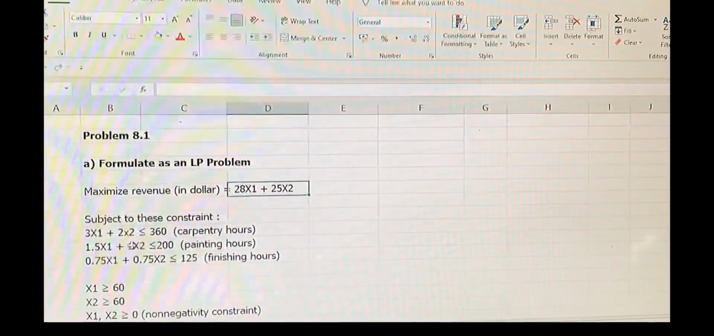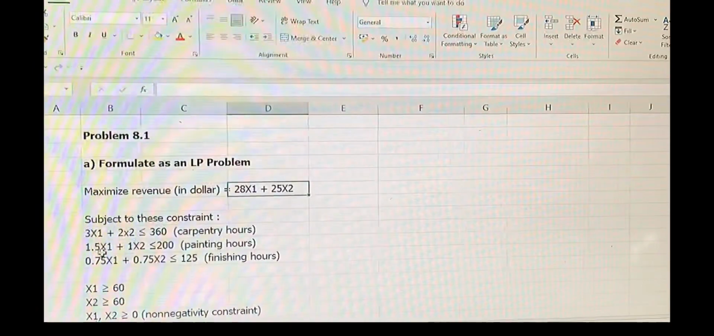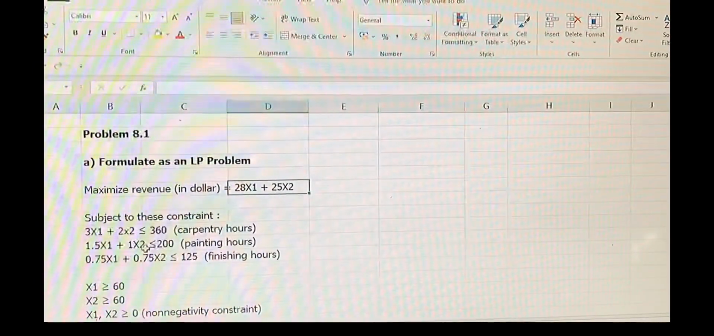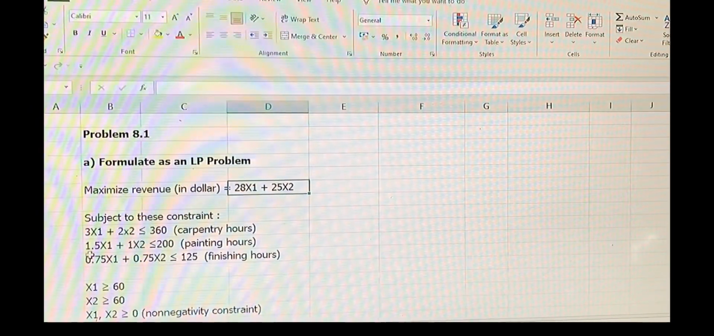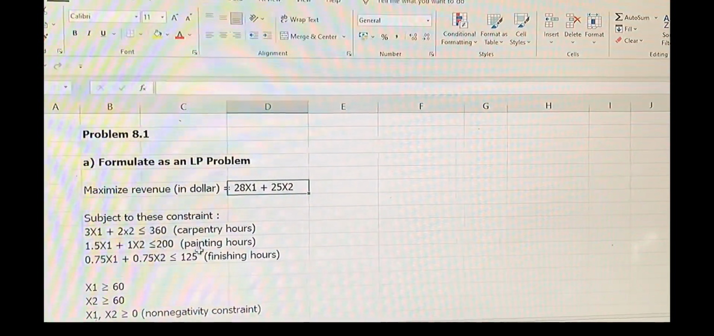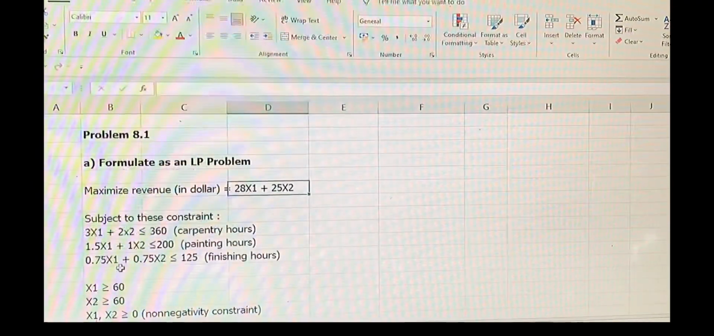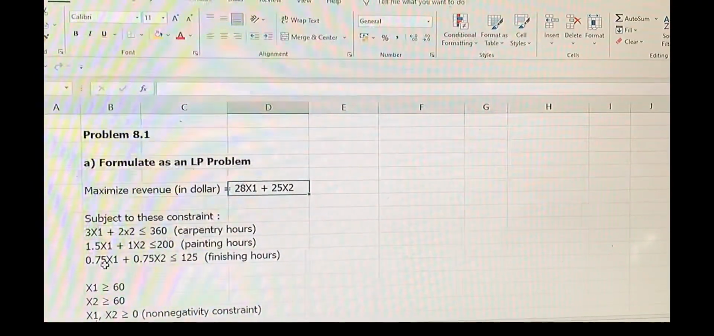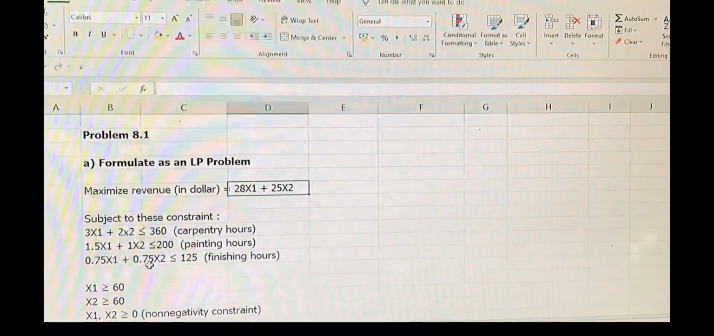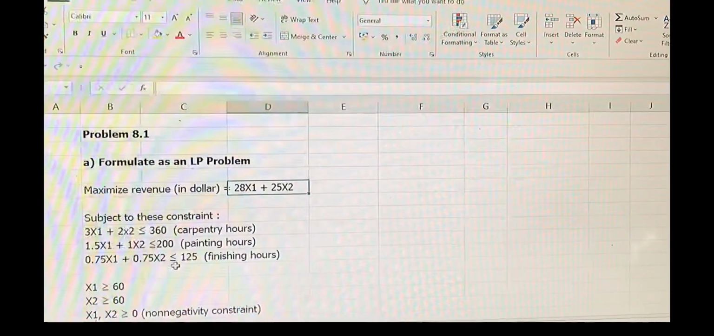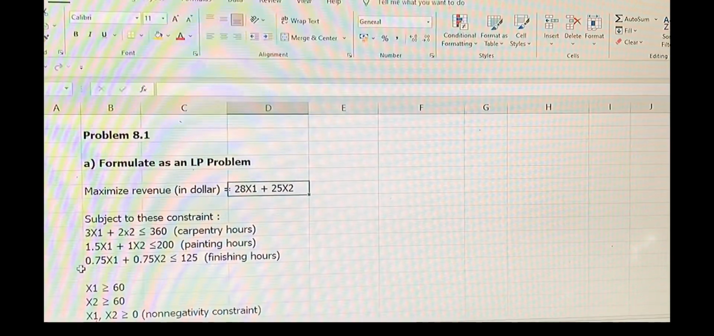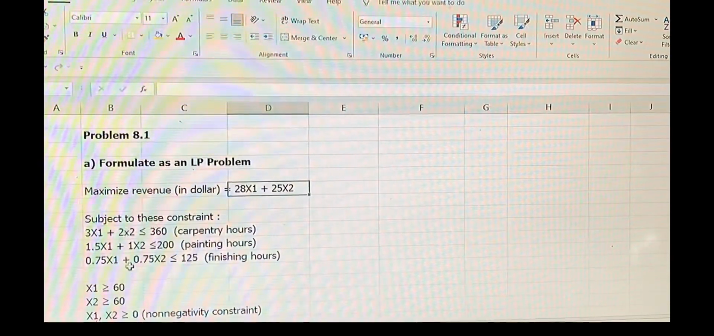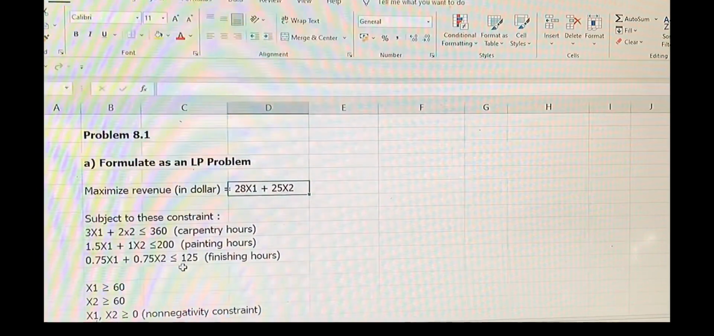Secondly, painting hours for x1 is 1.5 and x2 is 1, and department capacity is 200 hours. The constraint is 1.5x1 plus 1x2 less than or equal to 200. Lastly, the finishing hours for x1 is 0.75, x2 is 0.75, and department capacity is 125 hours. Here, I can conclude that the constraint is 0.75x1 plus 0.75x2 less than or equal to 125.